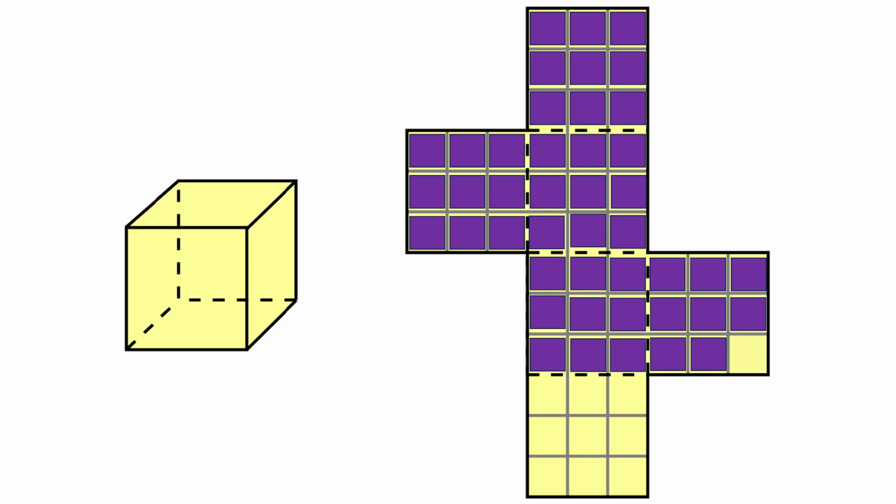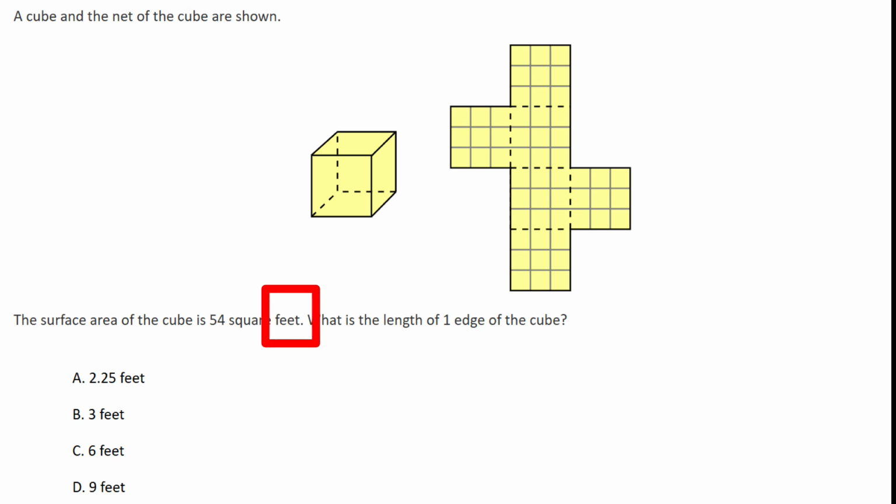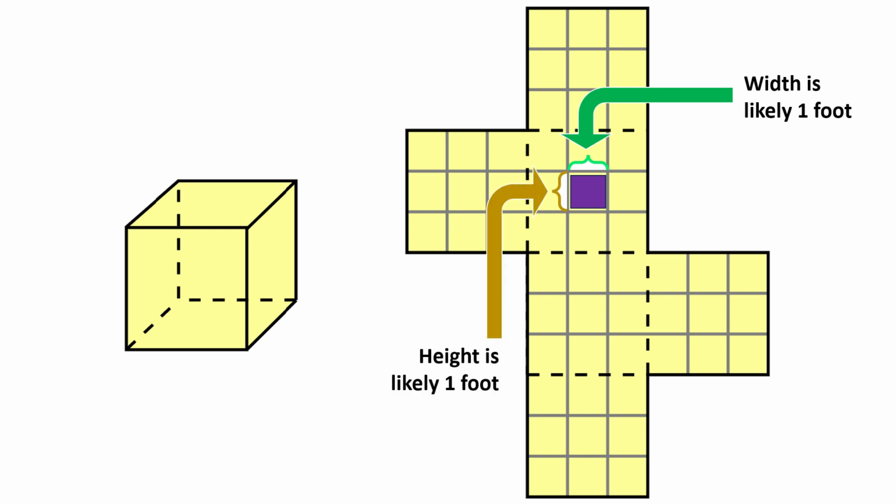In 5th grade, state exam questions often show each tiny square as being equal to 1 unit. In this question, the unit is feet, rather than being inches or centimeters. So each of these purple squares is likely 1 square foot. A square that is equal to 1 square foot of area has a width of 1 foot and a height of 1 foot. Now, we're ready to answer this question.